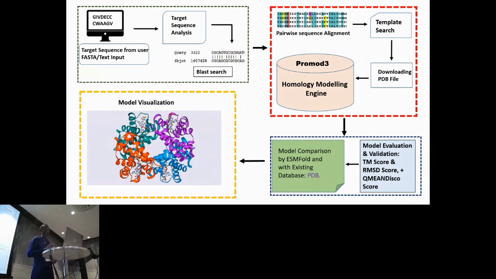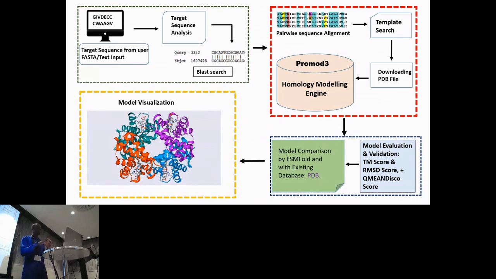You get an email right off the bat telling you that they've received your job, and you have a job ID and stuff like that. I'll show you a screenshot of the email shortly. Then we get into pairwise sequence alignment. So we do a template search.